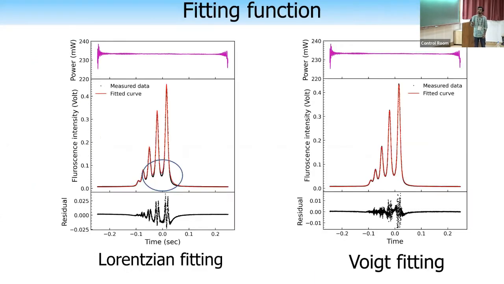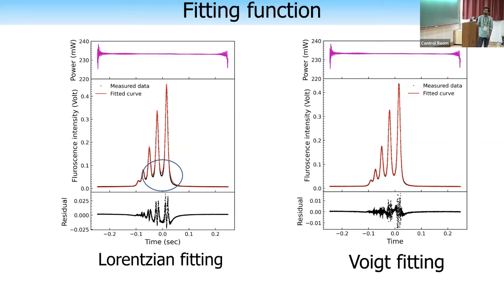Next we fit this spectrum with a Lorentzian function, and this is the fitting we are getting. You can see this fitting is actually quite good, but in this region there is a little bit of discrepancy between our measured data and the fitted curve. So next we try to fit this with a Voigt function, and that gives a little bit better fitting compared to the Lorentzian. So we continue to use Voigt as our fitting function, and whether we are using Voigt or Lorentzian, the absolute peak positions remain unchanged. So there will be no effect on the peak separations.